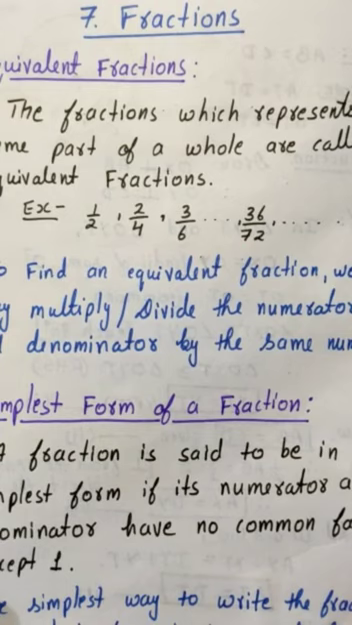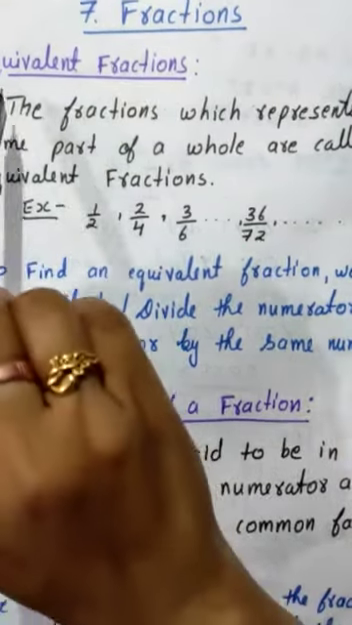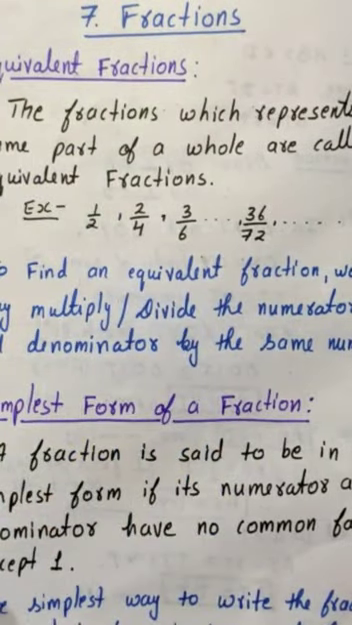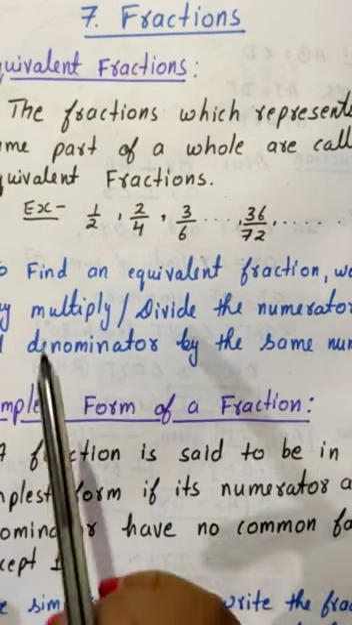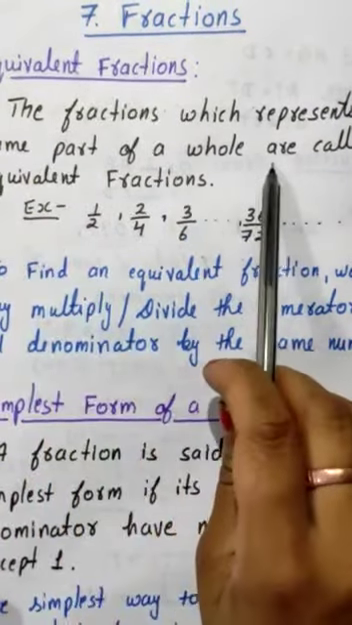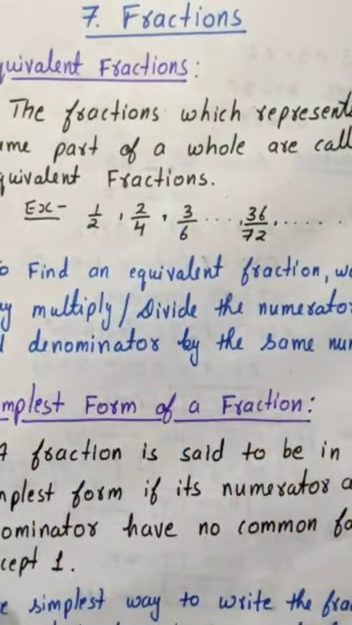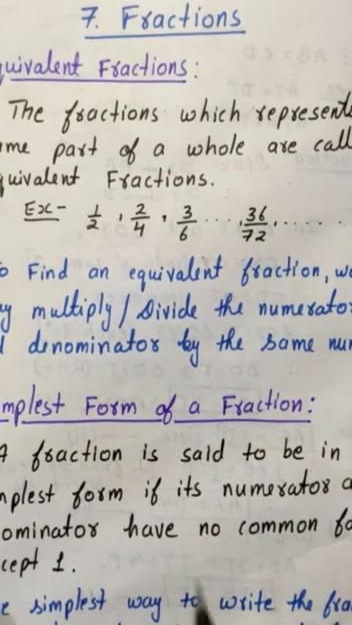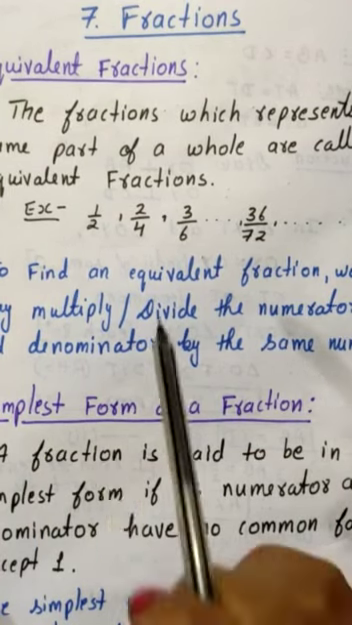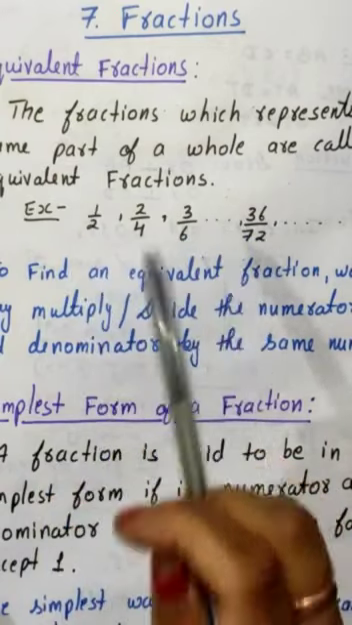We have completed the second exercise of fractions. Now we are going to start the new topic, which is equivalent fractions. What do you mean by an equivalent fraction? The fractions which represent the same part of a whole are called equivalent fractions, or basically you can say the fractions whose value is same are called equivalent fractions, which are equal to one another, irrespective of how you are writing them.